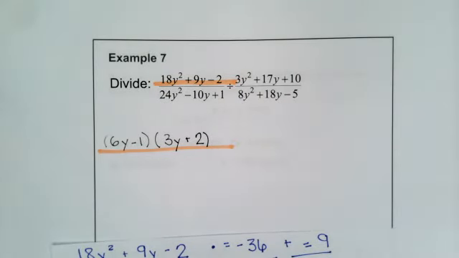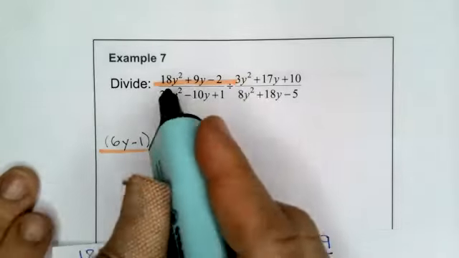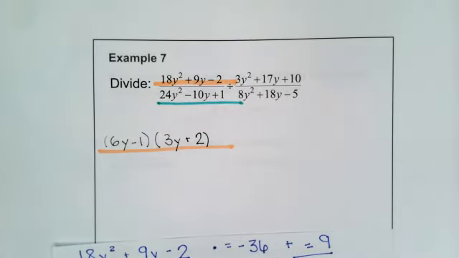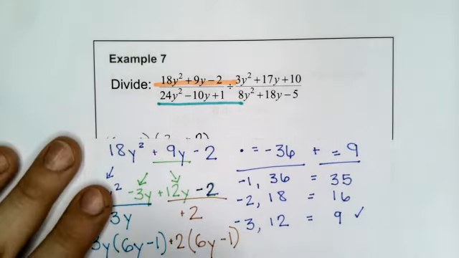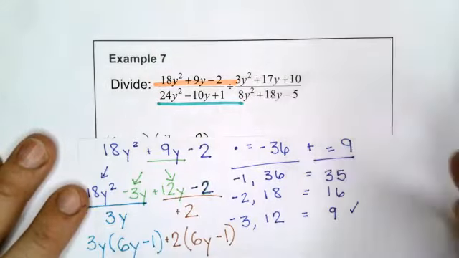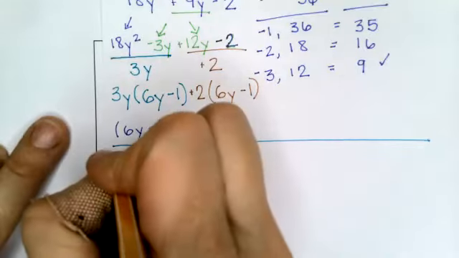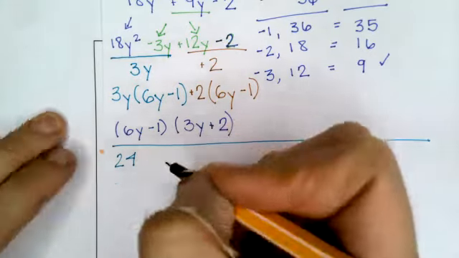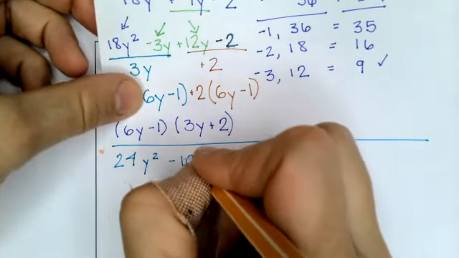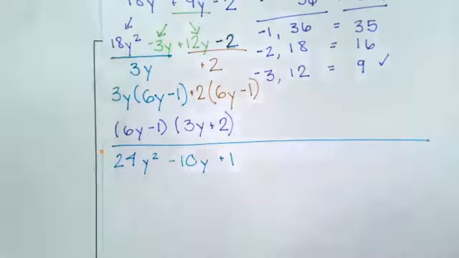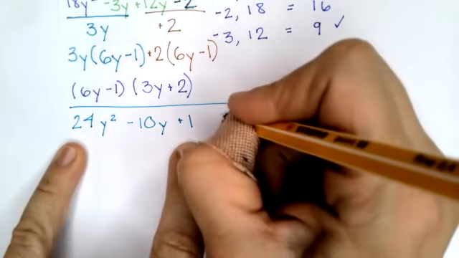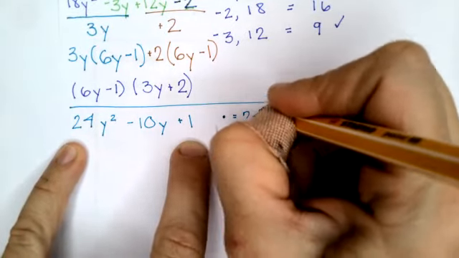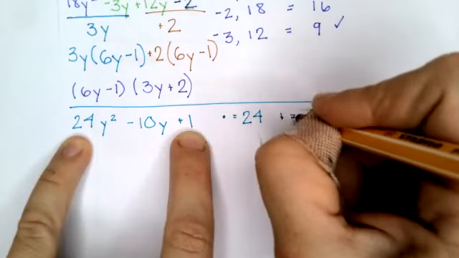Okay, let's go on. 24y squared minus 10y plus 1. Same thing. Okay, so that was the top. Now I'm going to move down to 24y squared minus 10y plus 1. Good. I'm going to need two numbers that multiply to equal a positive 24, because 24 times 1 is 24, and that add to equal a negative 10.